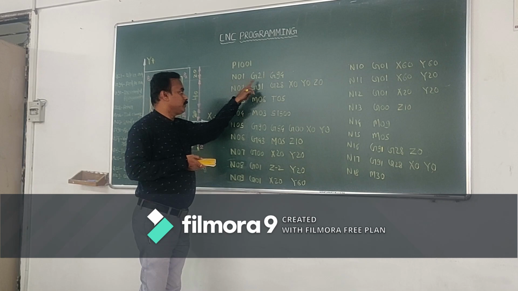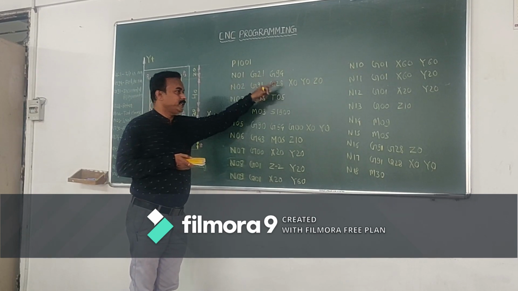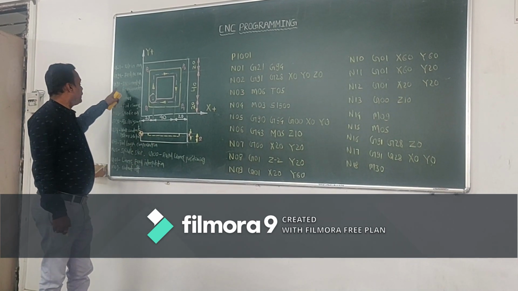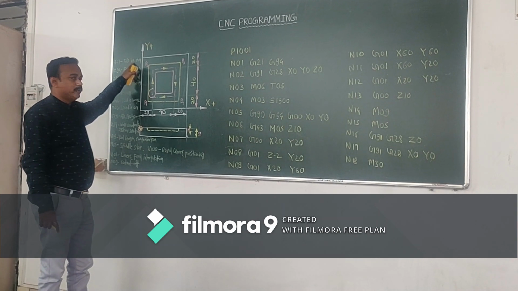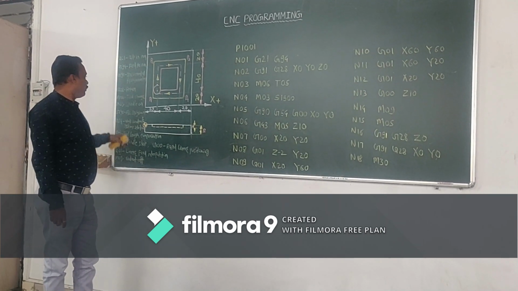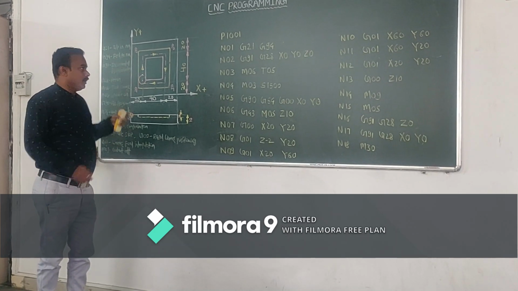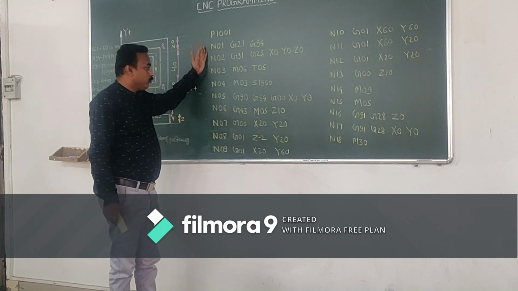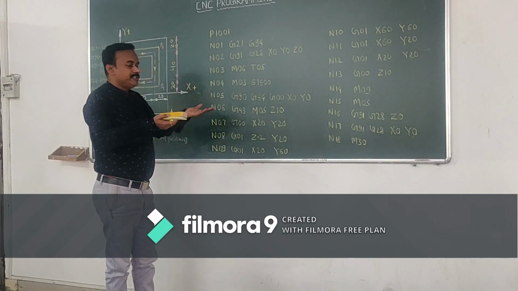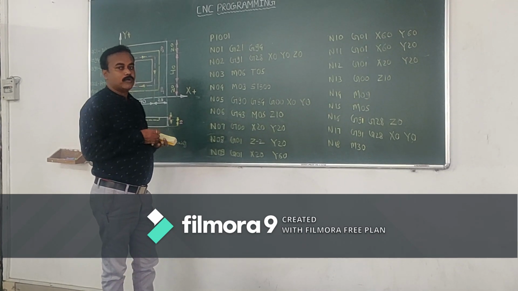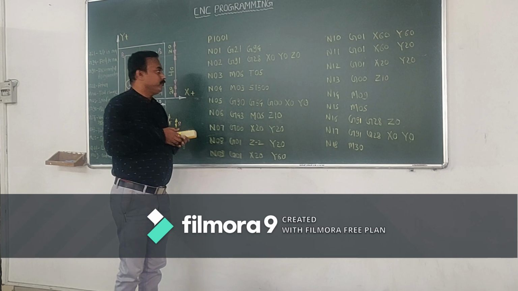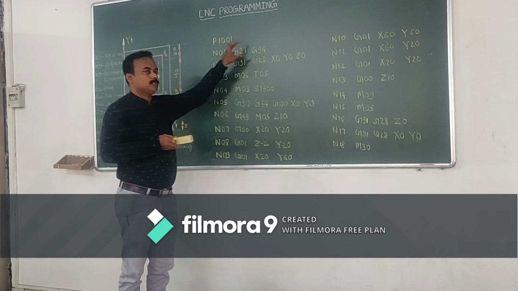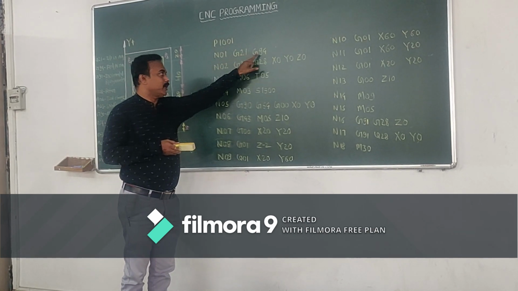Next, N01 is the first operation, in which G21, G94. Already explained, G21 is the input in millimeter, and G94 is the feed per minute. In this programming there are four to five initial steps before actually starting the program. That is very important in every programming. The first is G21, G94, specifying the input in millimeter and the feed.